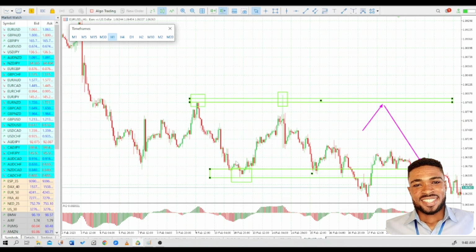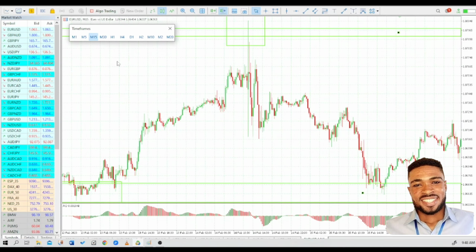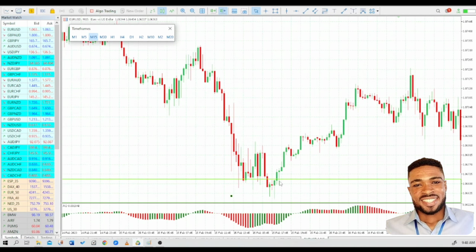So on the H1, after we find the lines, we go back to the M15 to see if the market will come and touch. When the market comes and touch on the M15, that's when we look for our entries. So M15, let me zoom it in. The market came to touch here. As you can see, the market came to touch, and then we just buy immediately the market touches. So we take our profit 1:2 and you're out of the market.